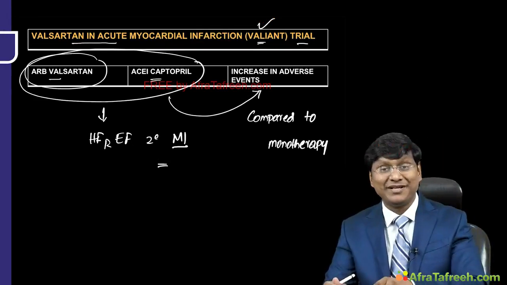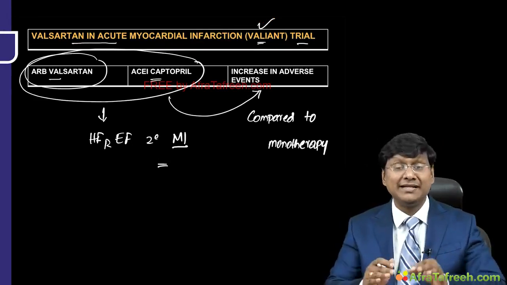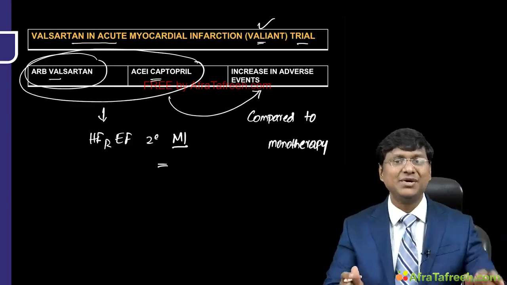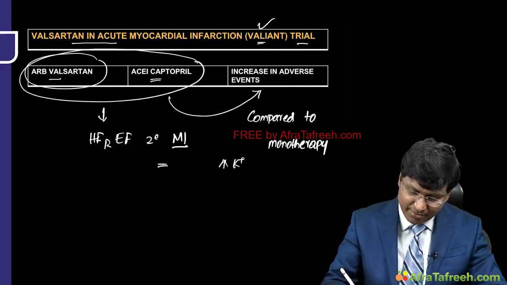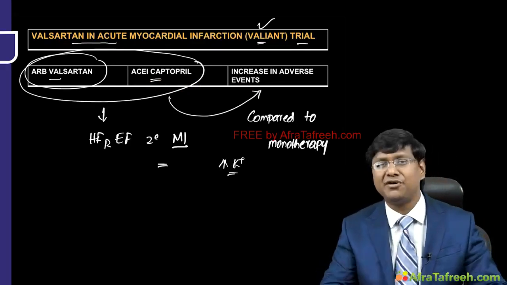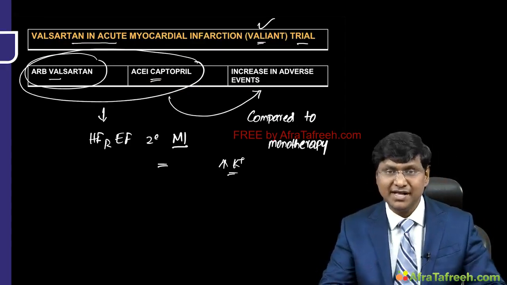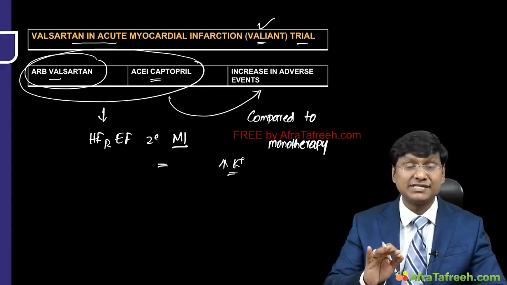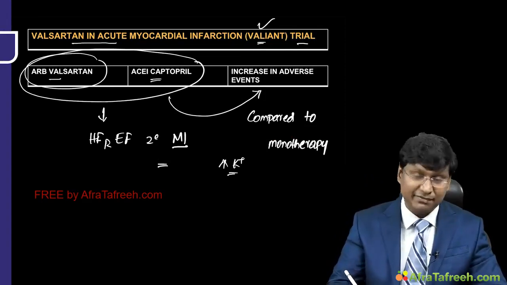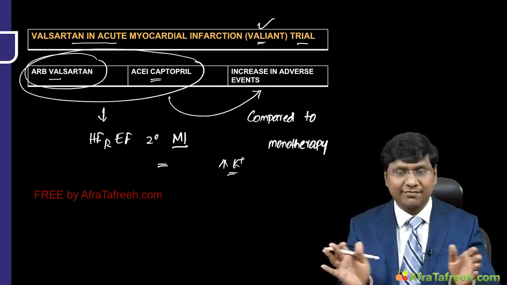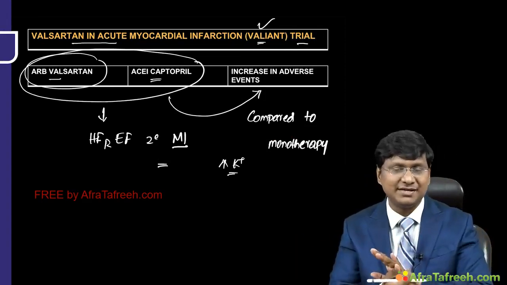Compared to monotherapy, this combination showed increased adverse events. What were those increased adverse events? The combination was associated with severe hyperkalemia, and it also caused severe renal failure. That is the reason why the Valiant trial said not to give ACE inhibitors with angiotensin receptor blockers.